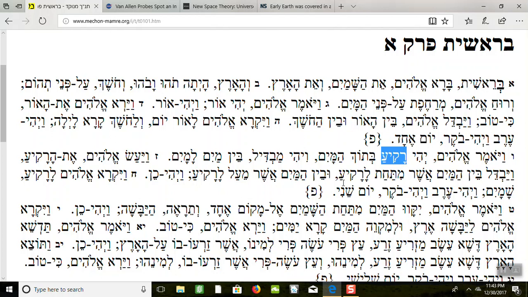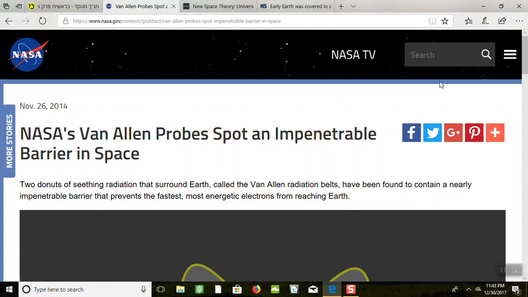But I want to point out something that I saw in an article from NASA.gov. I'm just going to read this. I'm not going to go through the whole article, but I just want to show you something very interesting, to show you how divine the Torah is, the scripture, Genesis, Bereshit. It says, NASA's Van Allen probes spot an impenetrable barrier in space.